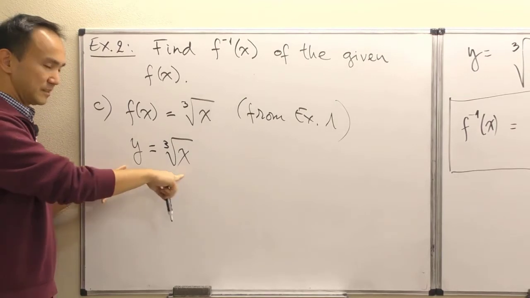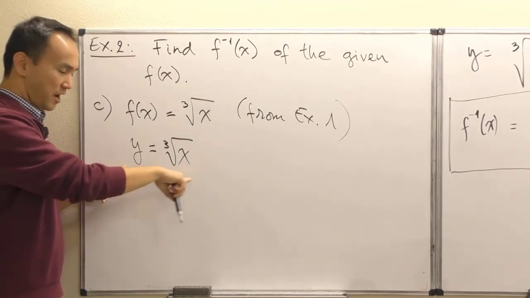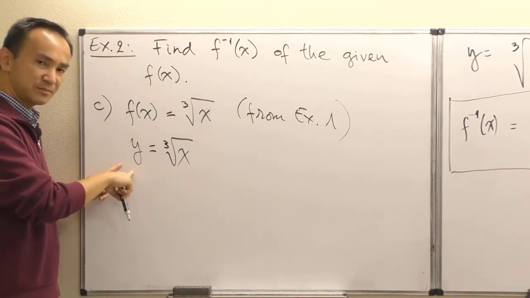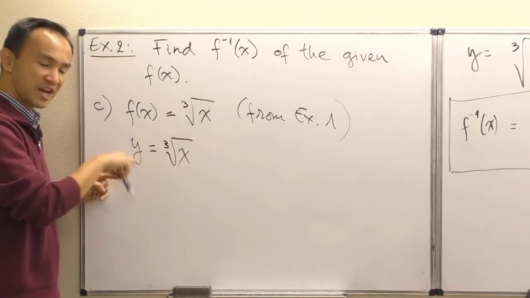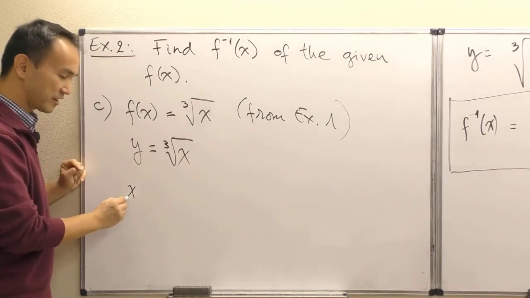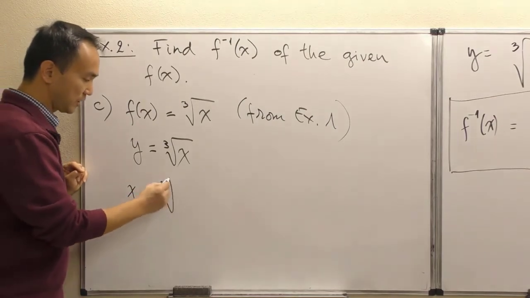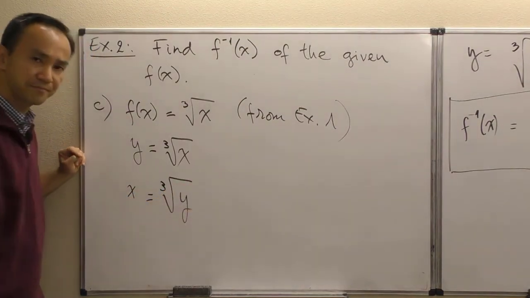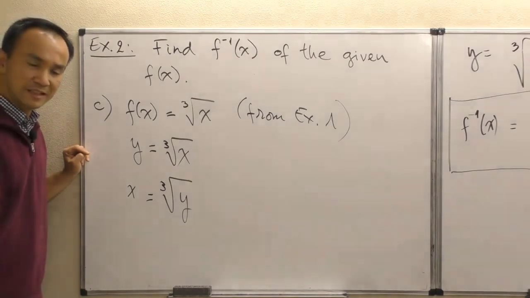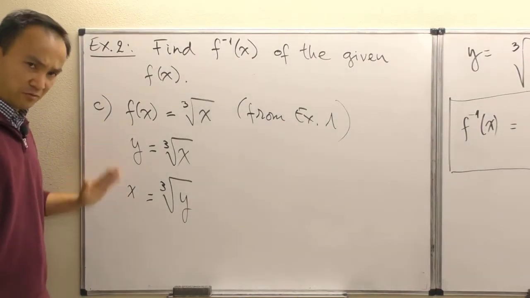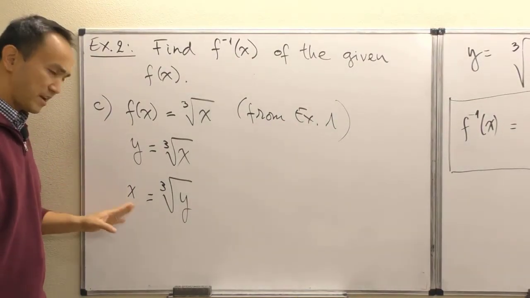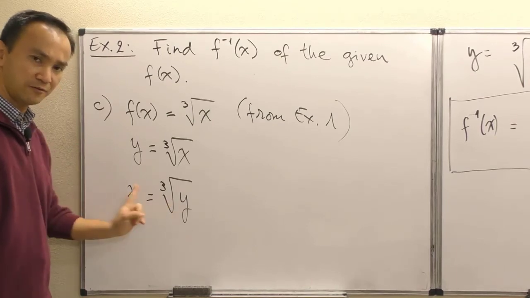Now I'm going to interchange x and y. So in my next step, x becomes y and y becomes x. Here my equation in the next step reads x equals 3 cube root of y. It's just a step that we break down right there. And now I'm going to solve for y.